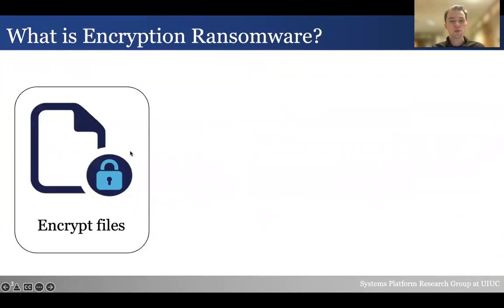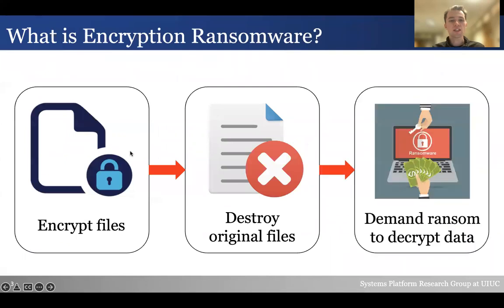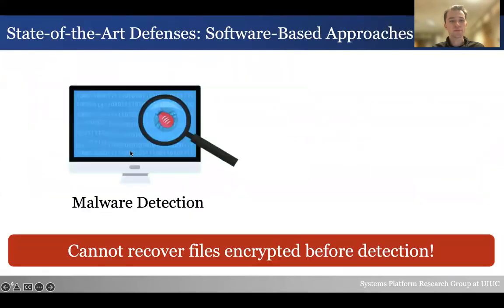So what is encryption ransomware? Typically, attackers start by deploying malware to gain access to the victim's system. They then encrypt the victim's files, destroy the original copies, and demand ransom to decrypt the data.